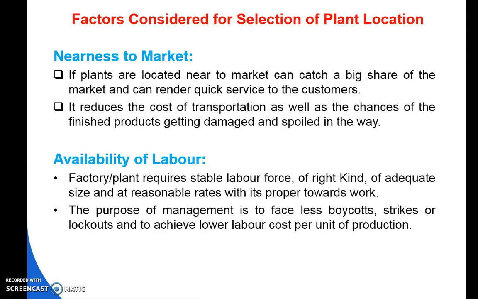Next one is availability of labor. Every industry requires the right kind of labor in adequate size and at a reasonable rate, with a proper attitude towards the work. The purpose of management is to avoid boycotts, strikes and lockouts, and to achieve lower labor cost per unit of production. The labor cost should be minimum so that it will be much more helpful in the production system.